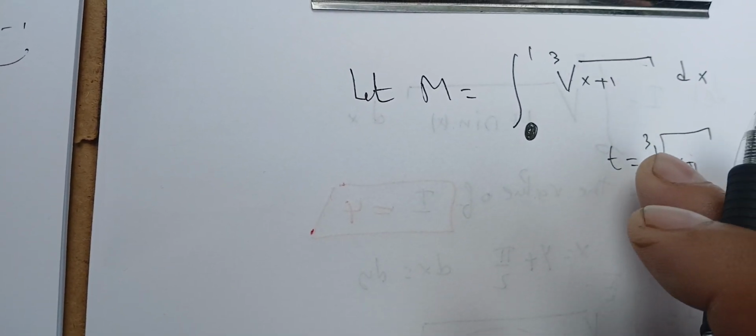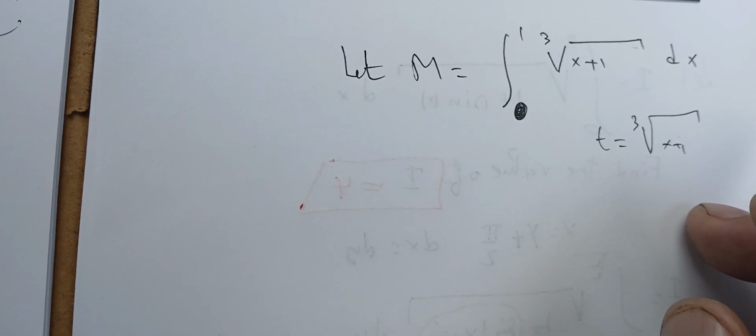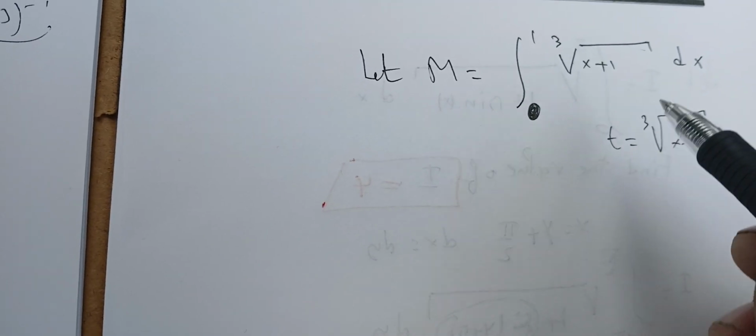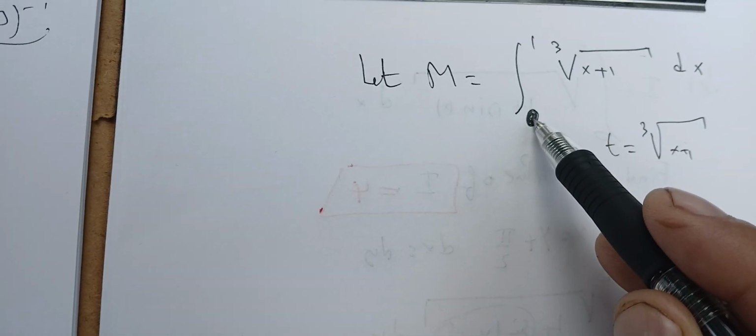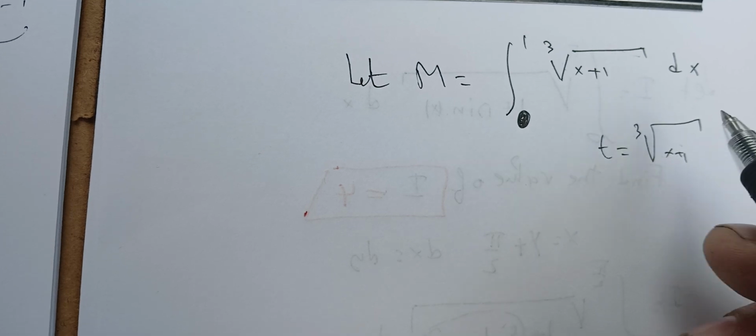Having said that, we can get the bounds first. When x is 0, t is going to be 1. When x is 1, t is going to be the cube root of 2.